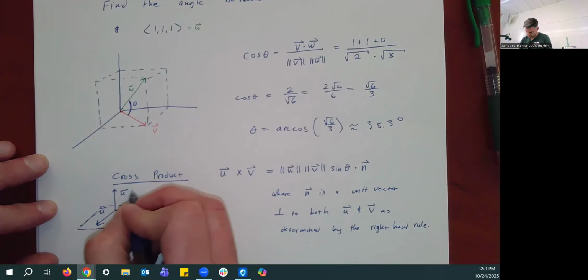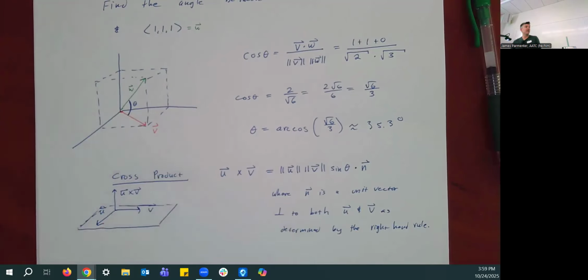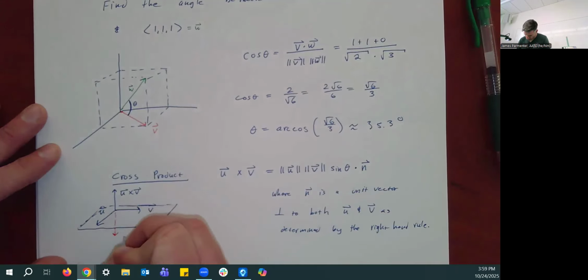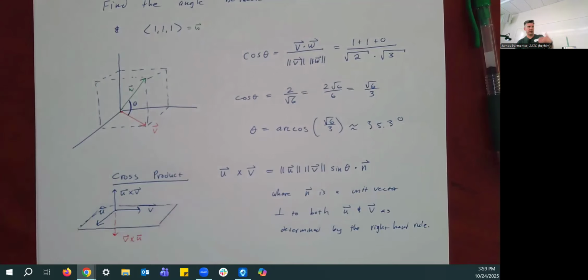There's u cross v. On the other hand, v cross u would point downwards, because you put your fingers in the direction of v, and then you can't curl them that way. I have to turn my hand over to curl in the direction of u, then my thumb points downwards. It feels weird to go the wrong way, but that is what happens. So v cross u would point downwards instead of upwards in this particular example.